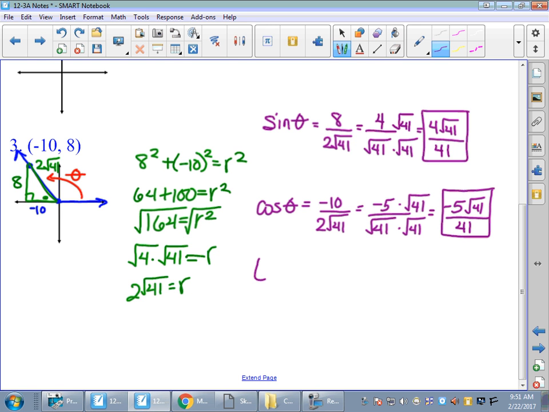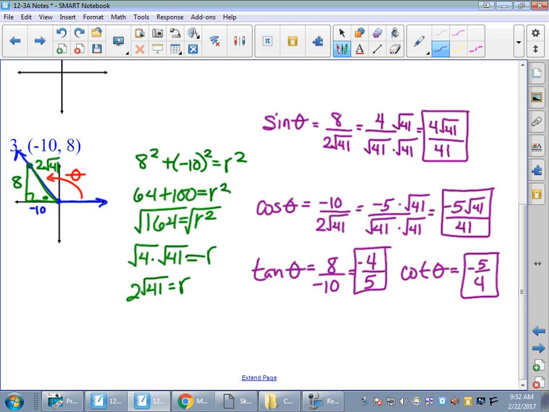Tangent should be easy because we're not using that ugly number. Tangent is opposite 8 over adjacent negative 10. Still needs to be cleaned up. I can take a 2 out of each, and so it becomes negative 4/5. So tangent is negative 4/5. Let's go ahead and do cotangent really quick because it's an easy one. Negative 5/4. And then I want you to look at cosecant and secant.